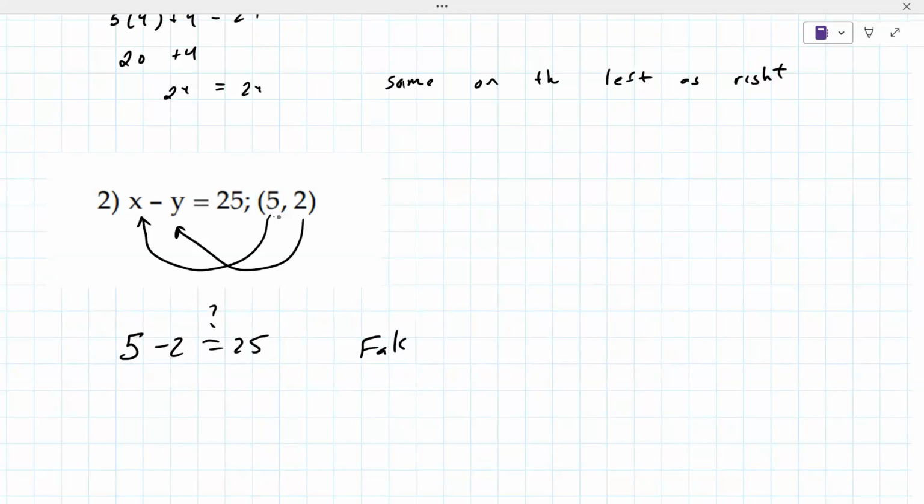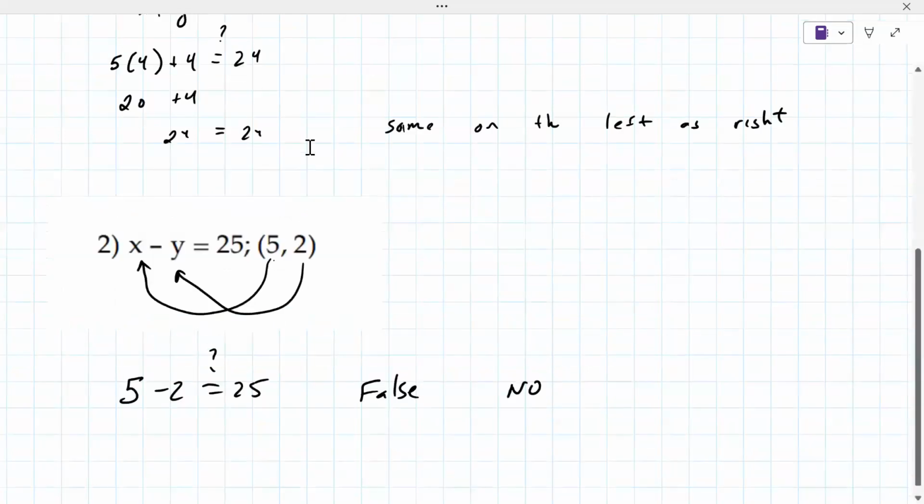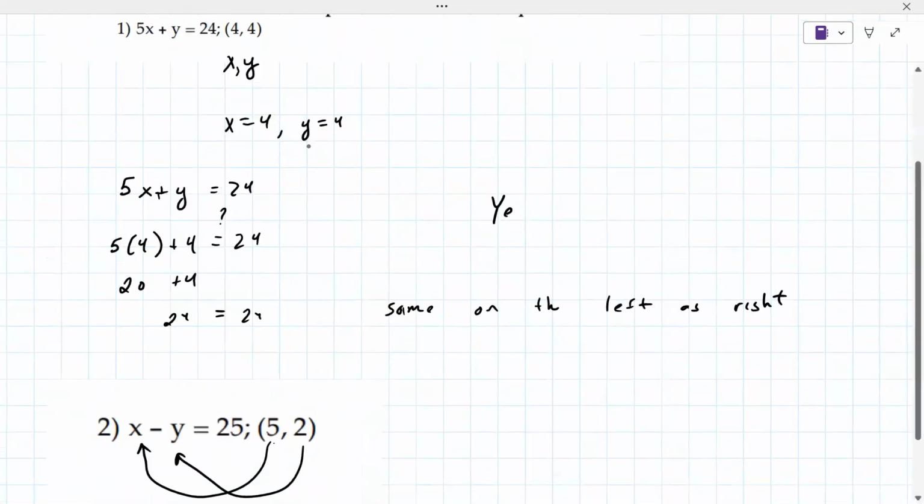Yeah, it's false. Very good. Okay, so the answer would be no for this one, but yes for the previous one. Is that okay? So I take it back.